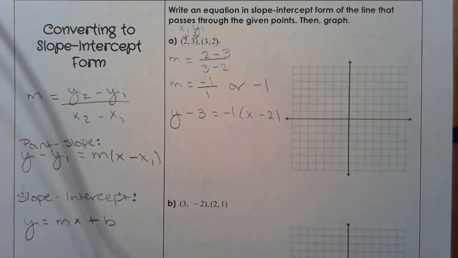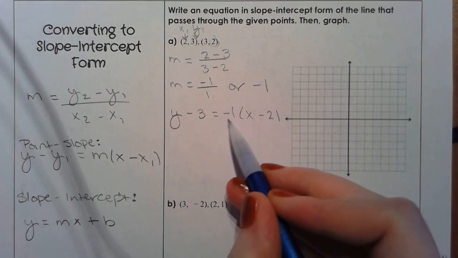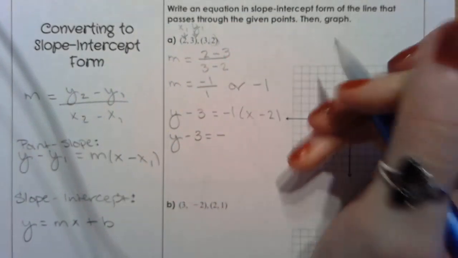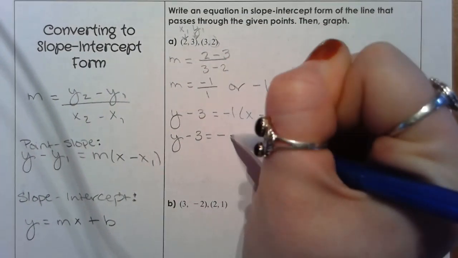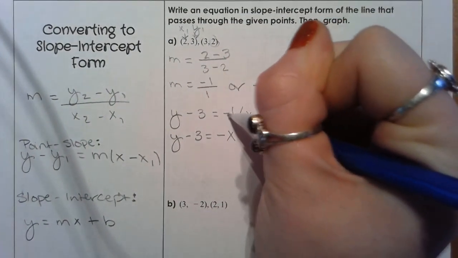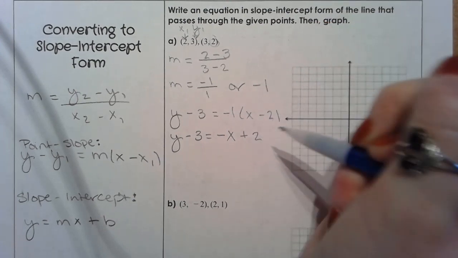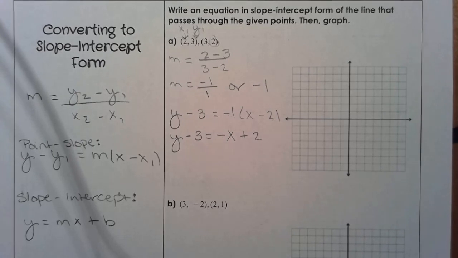And so now, just like we did yesterday, we're going to distribute this negative 1 in. So I'm going to keep this the same. And I'm going to write negative 1 times x is going to give me negative x. And then negative 1 times negative 2 is going to give me positive 2. So yesterday, this is where we left it. So this is still in point slope form, but the directions tell me that I want this in slope-intercept form. So I need to rearrange it to where I have it in the form y equals mx plus b.